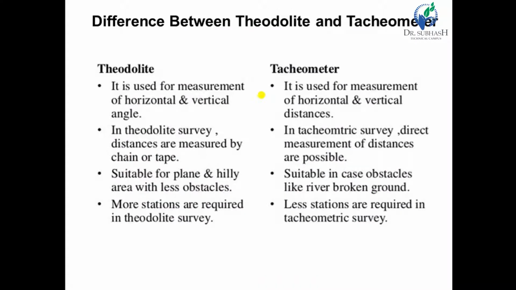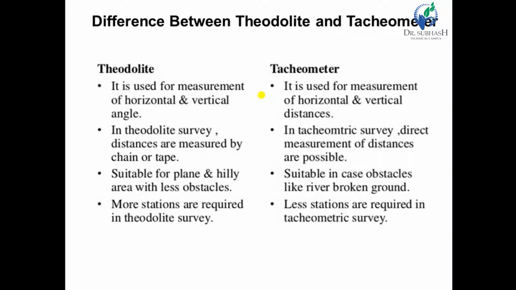Now, another question arises in our mind: what is the difference between theodolite and tachyometer? Generally, we use the theodolite as a tachyometer, but there are some differences. When we use the theodolite, we measure the horizontal and vertical angle. In the tachyometer, we also measure the horizontal and vertical angle, but we get the reading in vertical and horizontal distances format by using formulas.